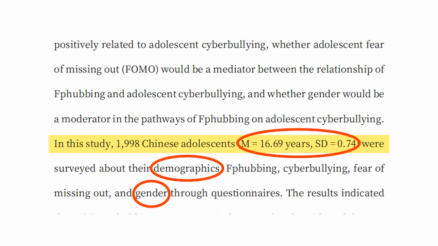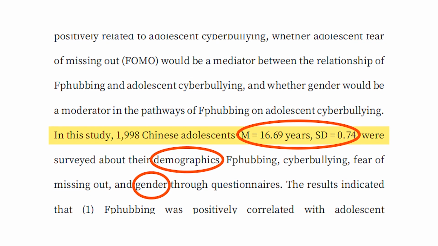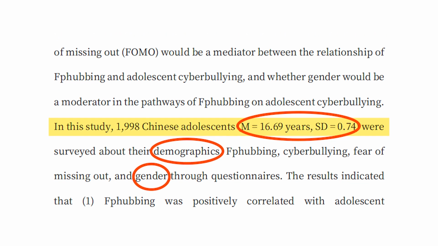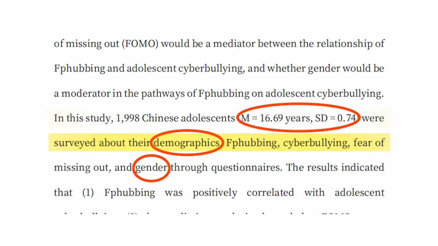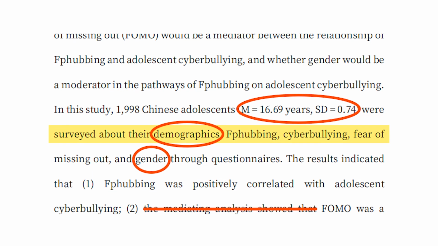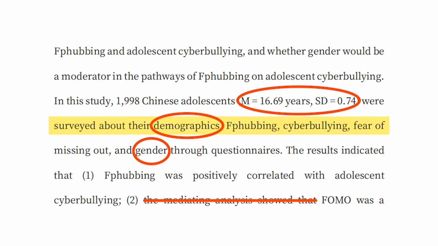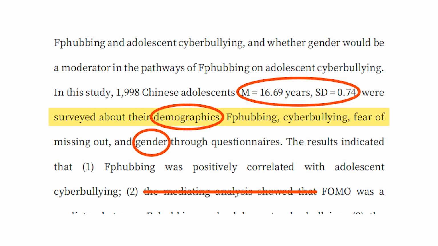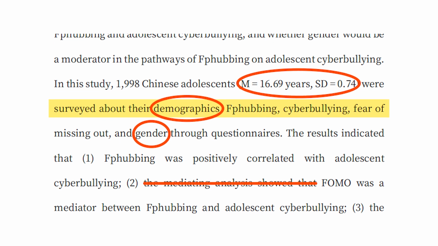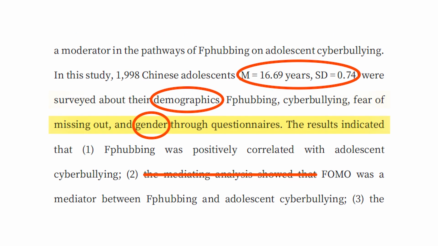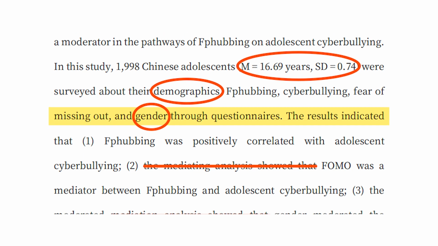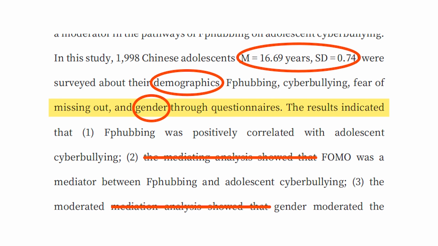In the study, 109,098 Chinese adolescents, you don't have to provide such information now, were surveyed about their demographics. What does it mean? Okay? It should not be used here. Phobbing, cyberbullying, fear of missing out, and gender. Surveyed about that gender, the gender difference.